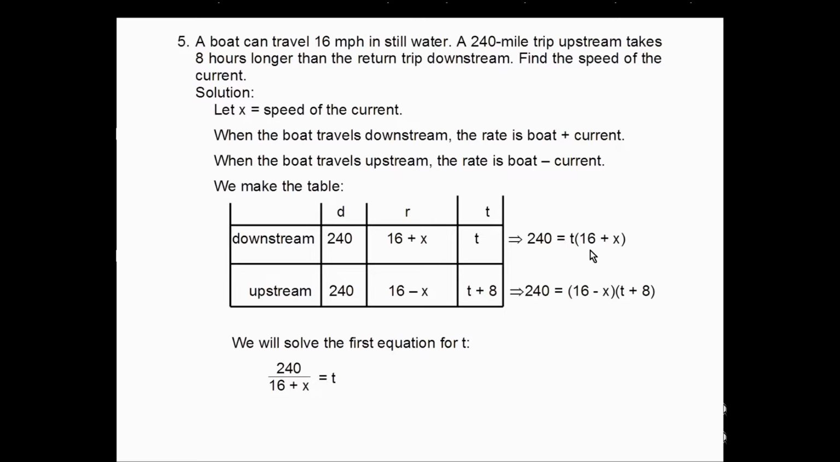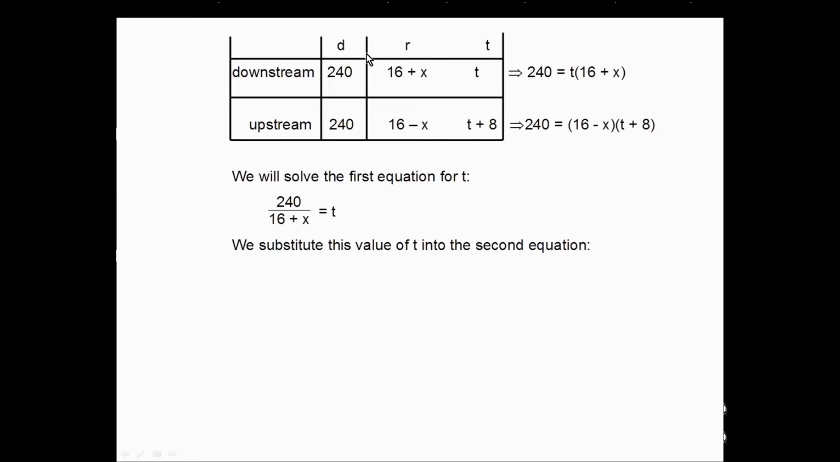Again, we picked it because it was very easy to do. Because remember, I don't care about the time. I now take this value of t, 240 over 16 plus x, and put it right here. So I'm going to replace this t with 240 over 16 plus x. I just got rid of the statement of the problem. So we substitute this value of t into the second equation, and this is going to be messy. I've got 240 is equal to 16 minus x times 240 over 16 plus x plus 8.